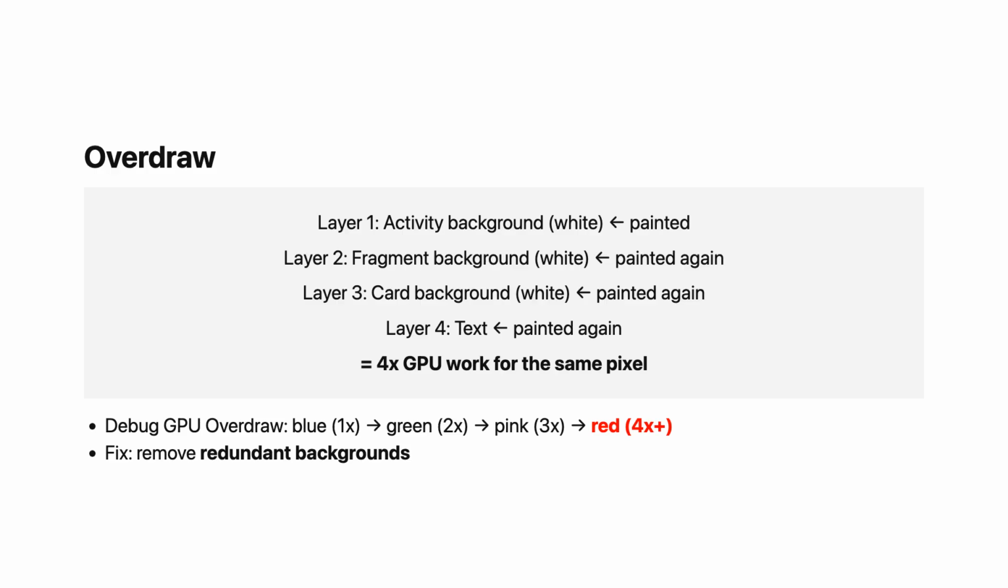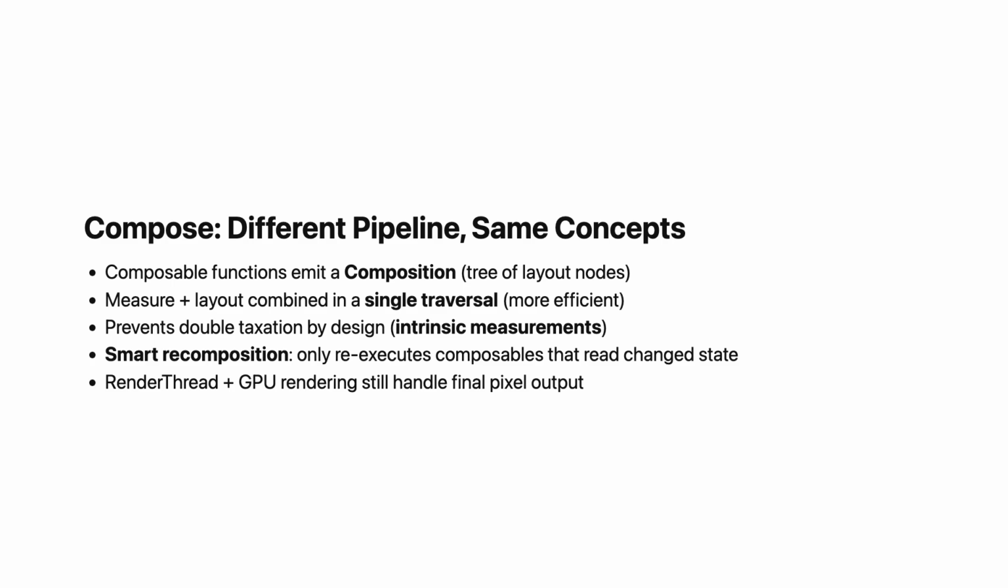If you are using Jetpack Compose, the pipeline looks different on the surface but follows the same principles. Instead of view objects, you have composable functions that emit a composition, a tree of layout nodes. Instead of measure and layout as separate passes, Compose does them together in a single traversal, which is actually more efficient. Compose also prevents double taxation by design. It uses intrinsic measurements that are resolved in a single pass. The draw phase works similarly.